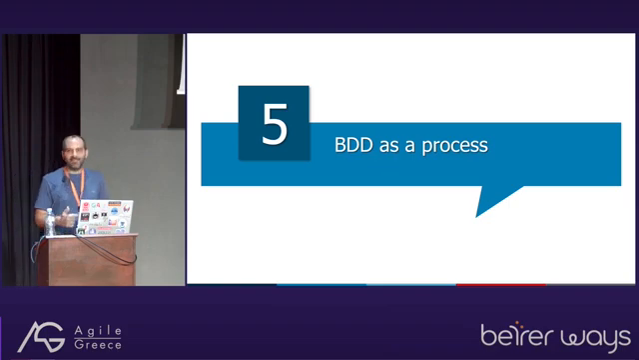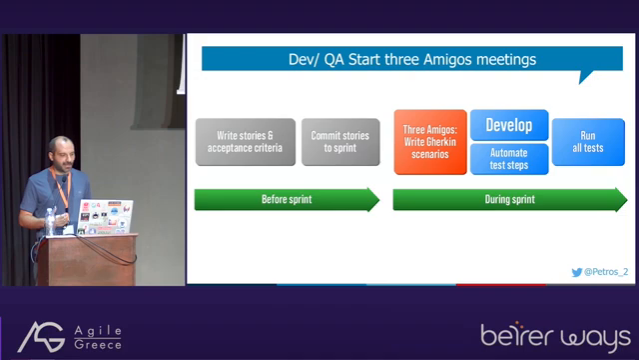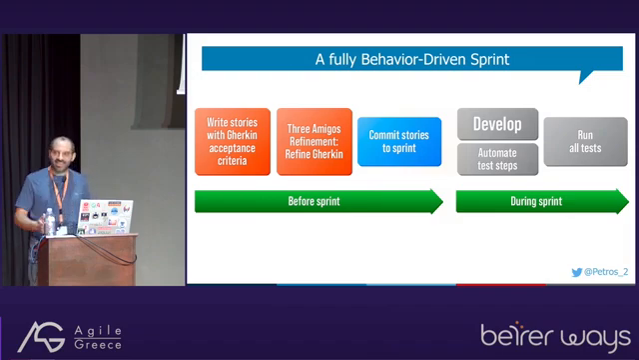And finally, apply BDD as a process, not as a tool. You can start by shifting left and have some meetings between testers and developers, the three amigos meetings. So developers are going to use these feature files in order to implement the solutions, and testers to test the deliverables. And then you can encourage your product owners to write stories with Gherkin acceptance criteria and go more left. And keep three amigos meeting as part of grooming before sprint. This is the fully BDD sprint.